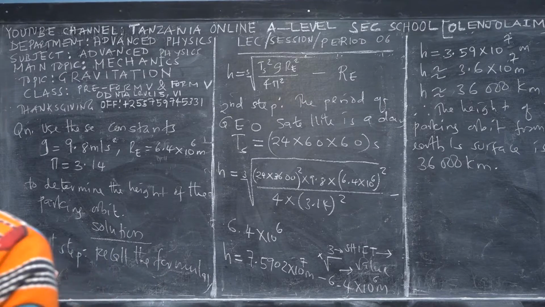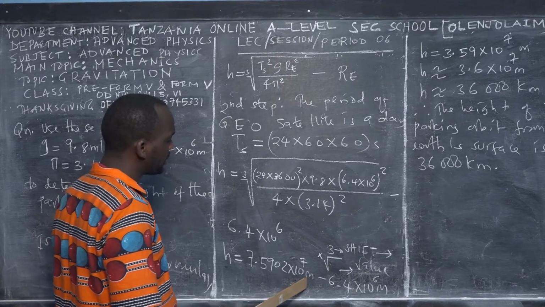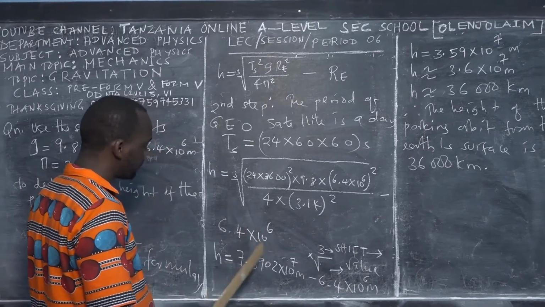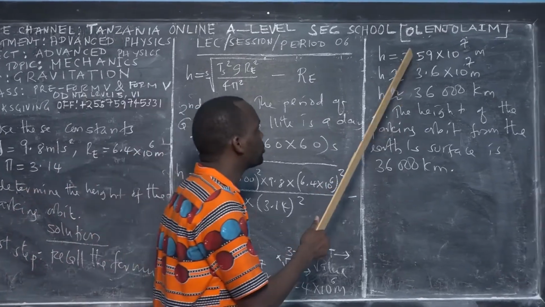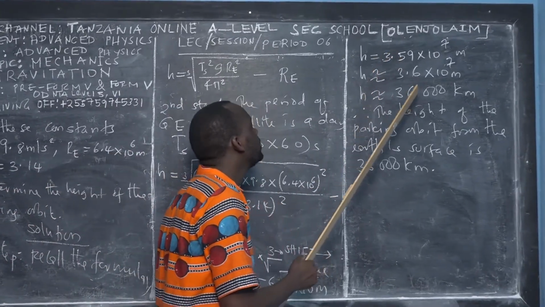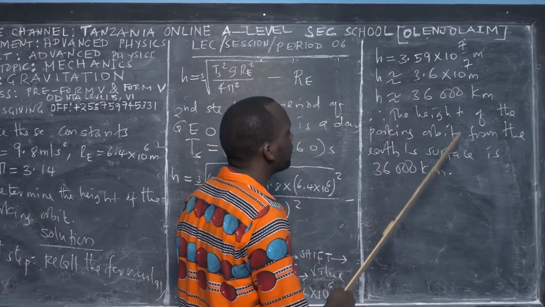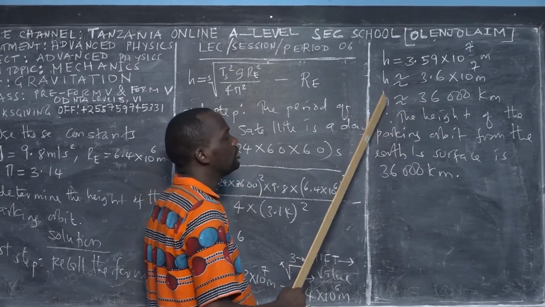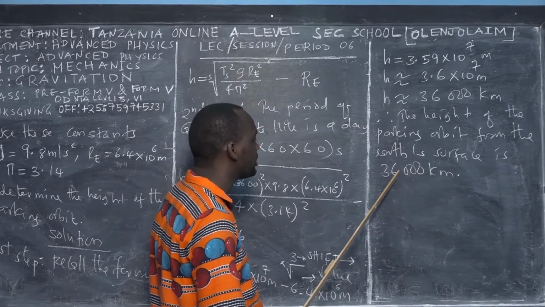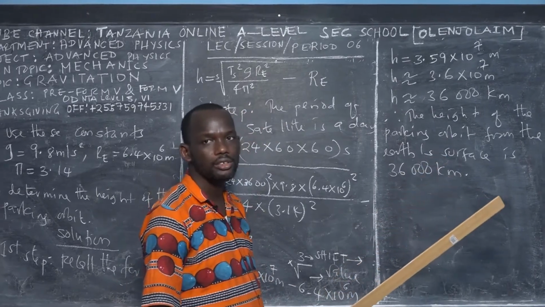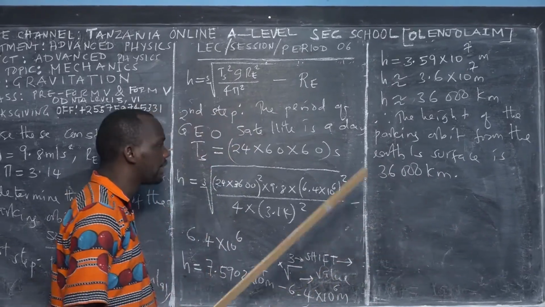So the response will be 7.59002 exponent 7 meter. You subtract it with the radius of the Earth, which is 6.4 exponent 6 meter. So after subtraction, the response will be this one. If you approximate in one decimal place, it will be 3.6 exponent 7 meter. This is the height of the satellite. The height of the parking orbit from the Earth's surface is 36,000 kilometers, right? So that's all about the height of the parking orbit or the height of the station.